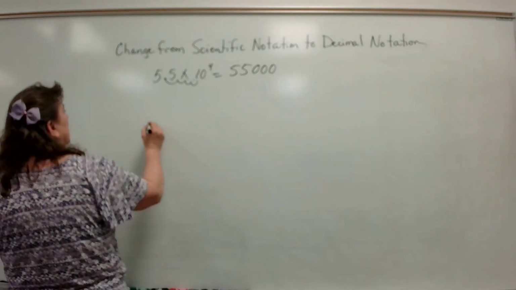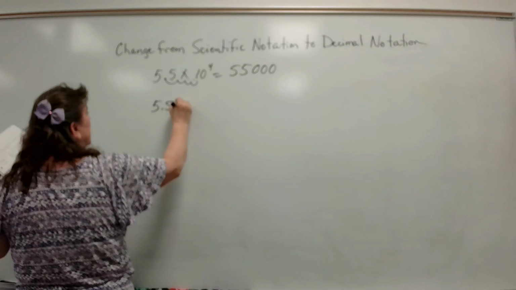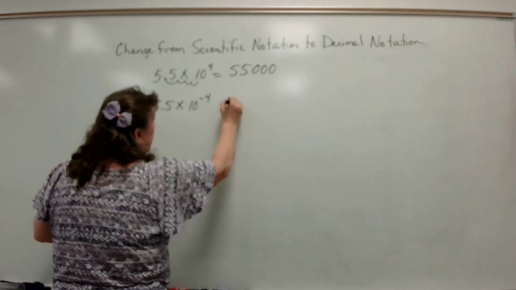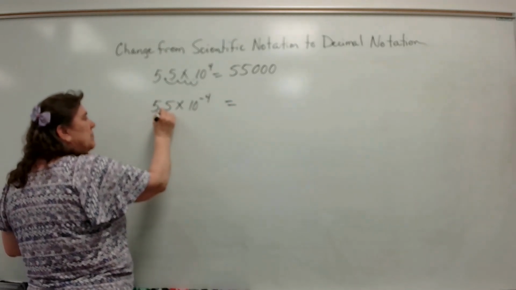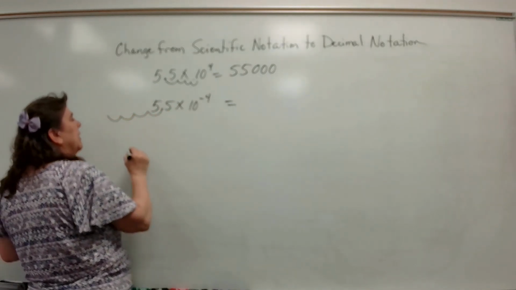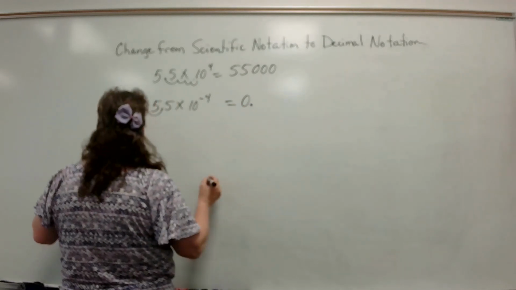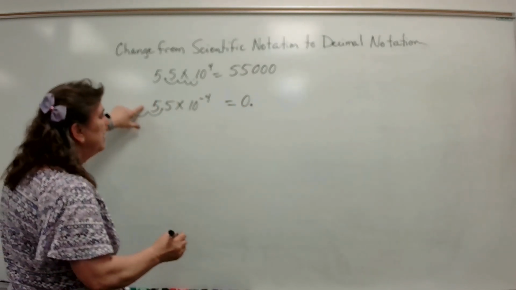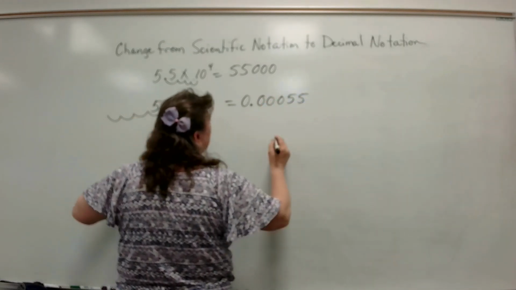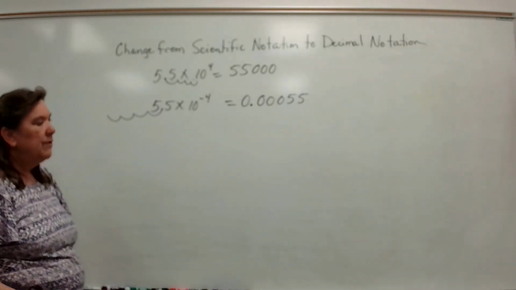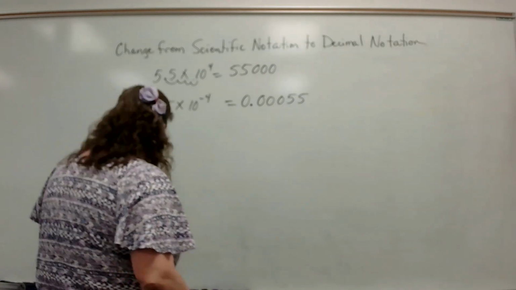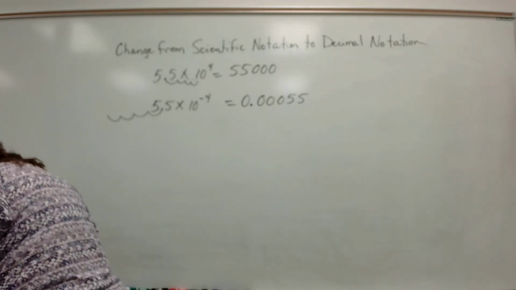Let's look at another one. Let's do the same thing, only move it in the other direction. 10 to the negative 4. Again, we're going to move this decimal 4 places to the left. So 1, 2, 3, 4. So this is going to be 0 point, and then how many places? 1, 2, 3 zeros. Fill in those holes, and then 5, 5. And there it is, going from scientific back to decimal when it's a negative and a positive.